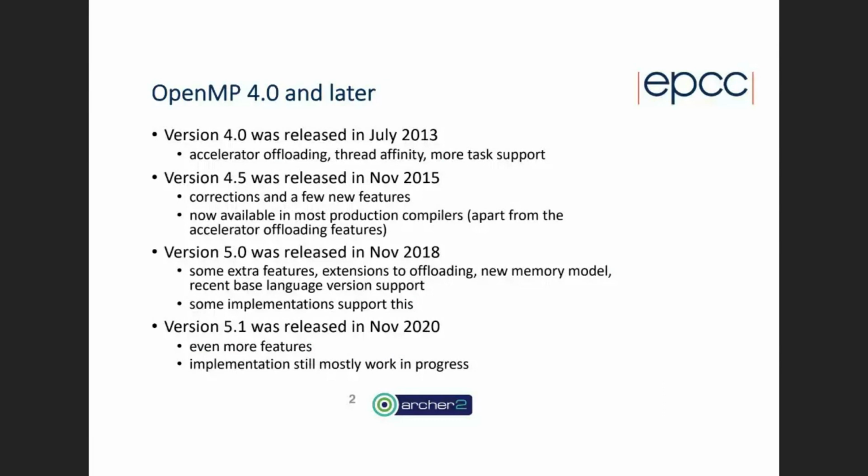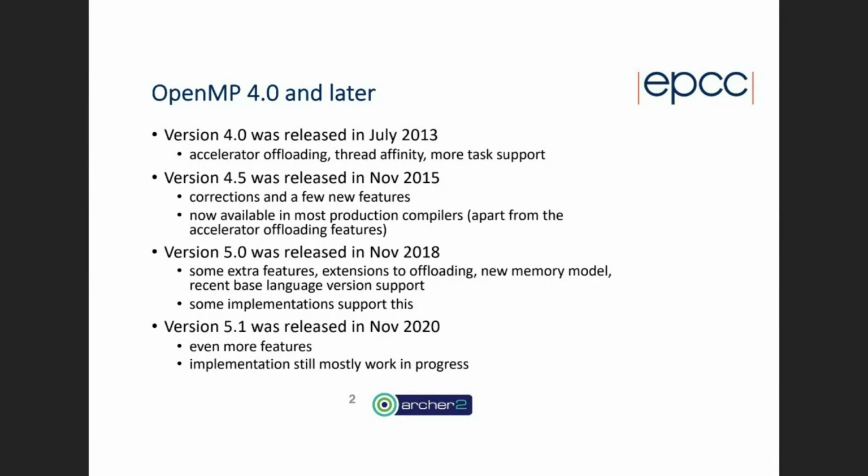Okay, so, relatively recent history. It's really quite old now, if you like. OpenMP 4 came out in 2013, and that was when the first accelerator offloading support went in. Also support for thread affinity and additional stuff for tasks. 4.5 was mostly corrections and a few new features, and 4.5 is now pretty commonly available in production compilers, with the possible exception of the offloading features.